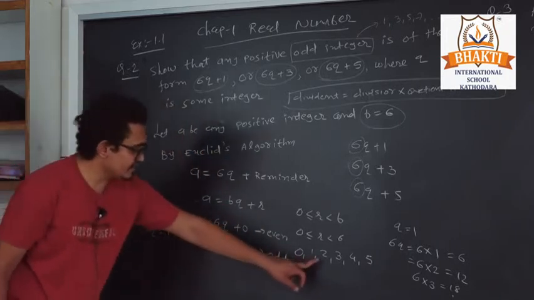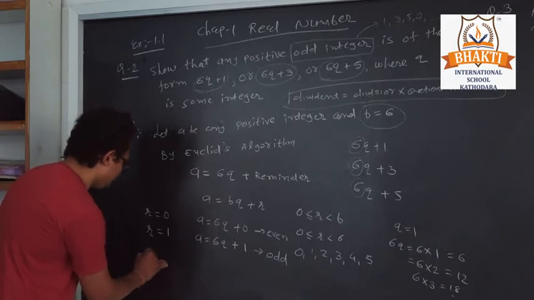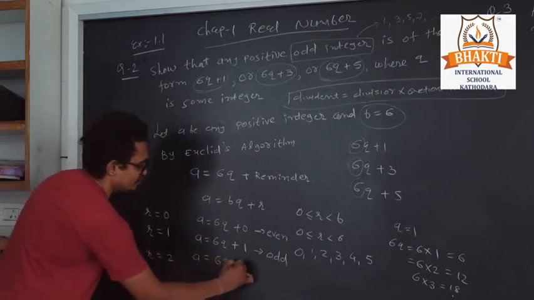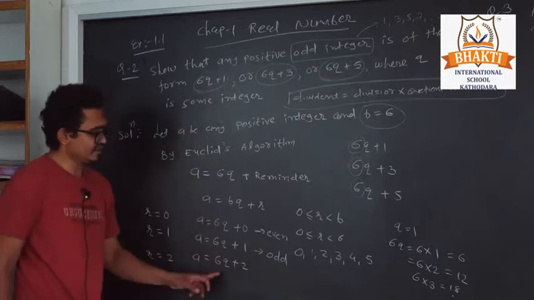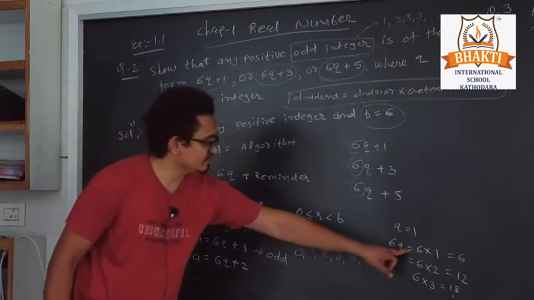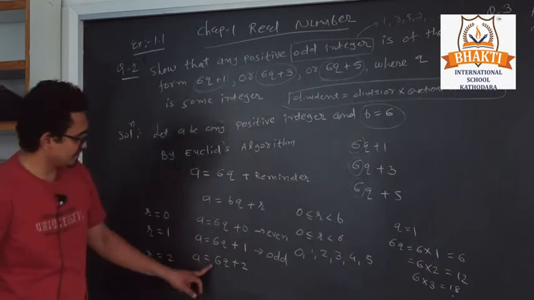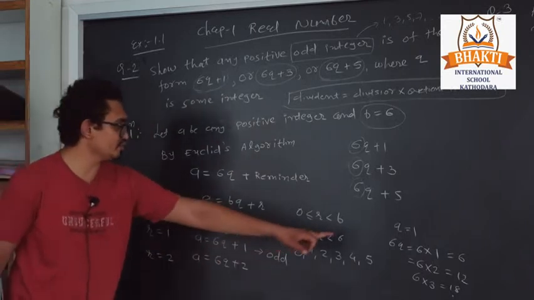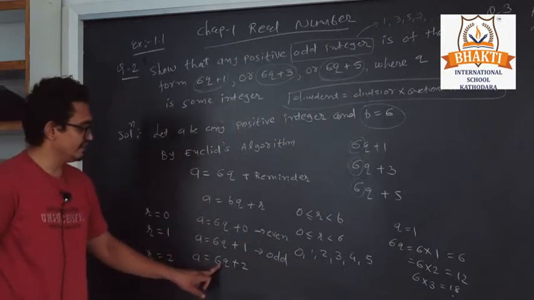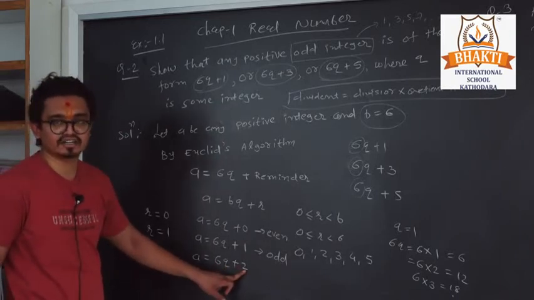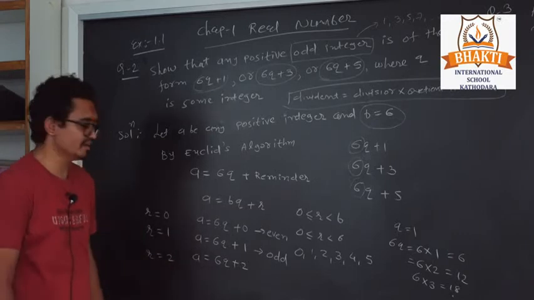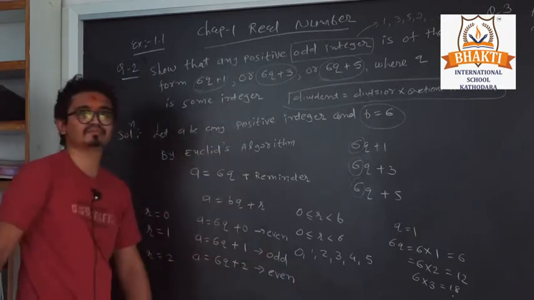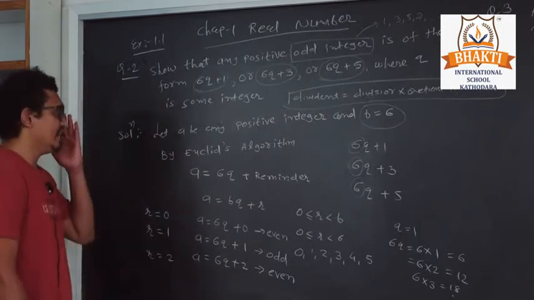Now consider 2. If we put r is equal to 2, then a is equal to 6q plus 2. Once again the same, 6 1s are 6, so here we get 6 plus 2. So the answer is 8. Now if we put 2, 6 2s are 12, 12 plus 2, it will be 14. So once again we have an even number. So in each case, what kind of number do we get? Even number.